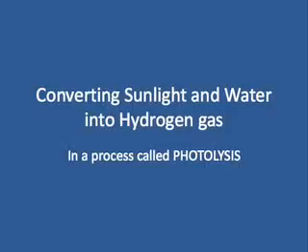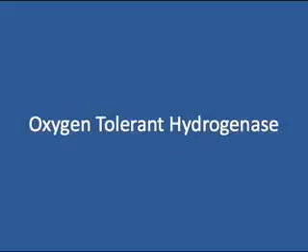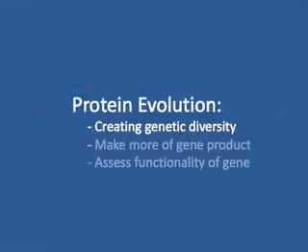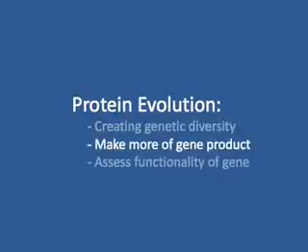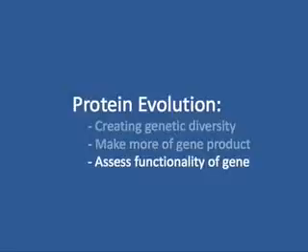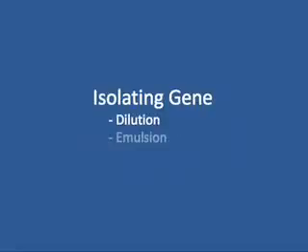In these 12 minutes, we have learned a great deal about protein synthesis. Professor Swartz is working on a project that will enable organisms to take in sunlight and create hydrogen gas. But first, an oxygen-tolerant hydrogenase must be created. He will accomplish this by undergoing protein evolution, which involves creating genetic diversity using a polymerase chain reaction which has been altered to produce mutations. Then, he will make more of the mutated gene product by introducing it into an organism that can replicate it. And finally, he will assess the functionality of this new mutated gene to see if it has the characteristics he is looking for. Once they find this gene, they will isolate it either by dilution or emulsion, which will then allow them to use fluorescence-activated cell sorting activity, which we've discussed in class.